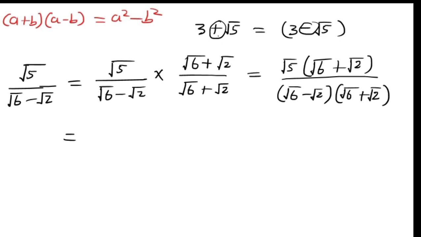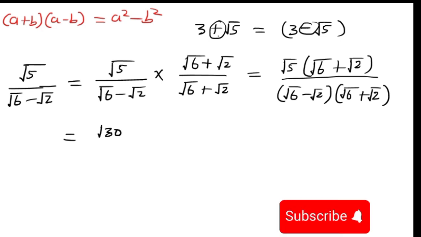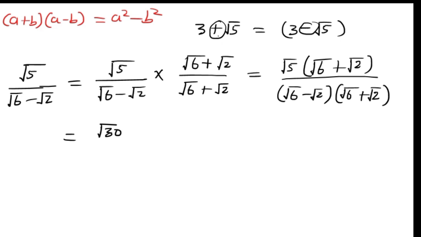The square root of 5 times the square root of 6 will give us the square root of 30. Okay, and the square root of 5 times the square root of 2 will give us plus the square root of 10. So we are just expanding the bracket. Take the square root of 5, multiply it by the square root of 6. Also take the square root of 5, multiply it by the square root of 2.